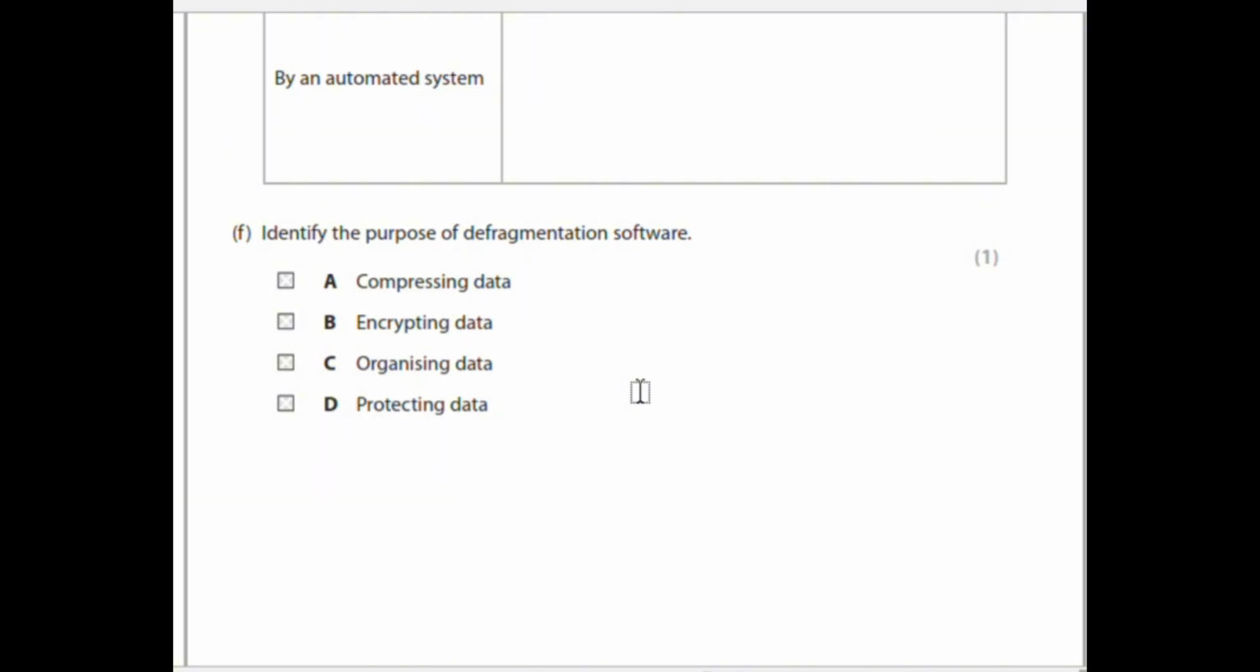No. Right. Identify the purpose of defragmentation software. What is to defragment? To defragment, there are some special softwares that normally perform specific tasks, and they help the OS. These kinds of softwares are known as utility softwares. They help the operating system to perform its work effectively.